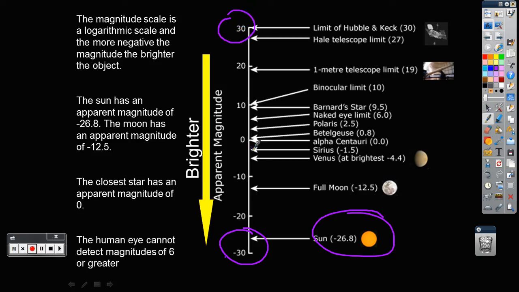So we can see really the limit to our naked eye is 6 here. We can see anything up to a magnitude of 6, and that's really quite dim. Venus, as you can see here, is minus 4.4, and the full moon is minus 12 on a very, very clear night. Okay.